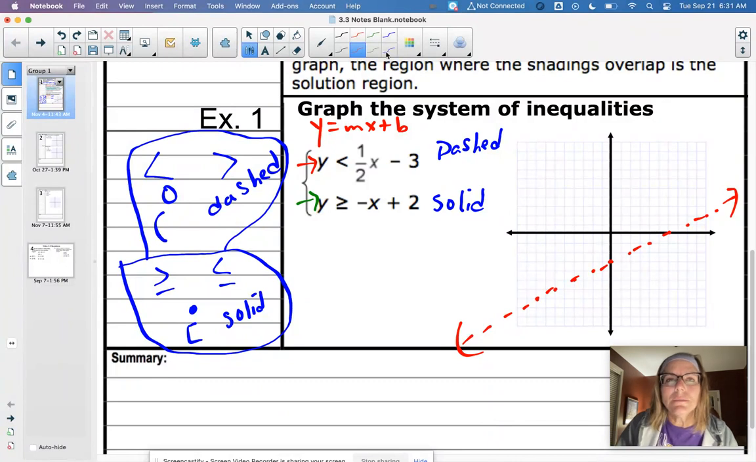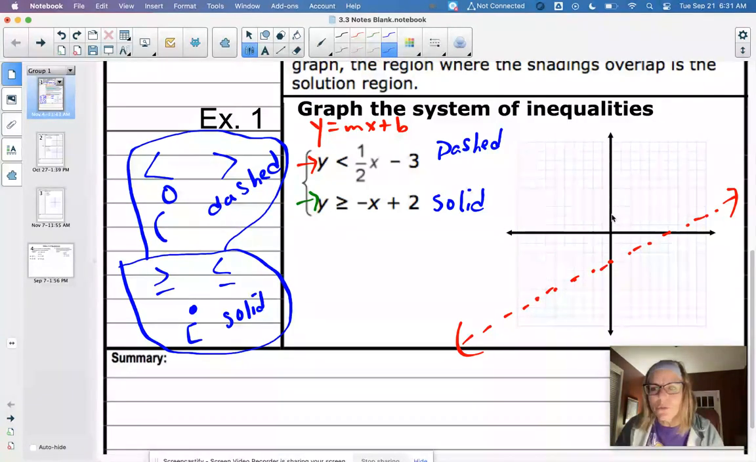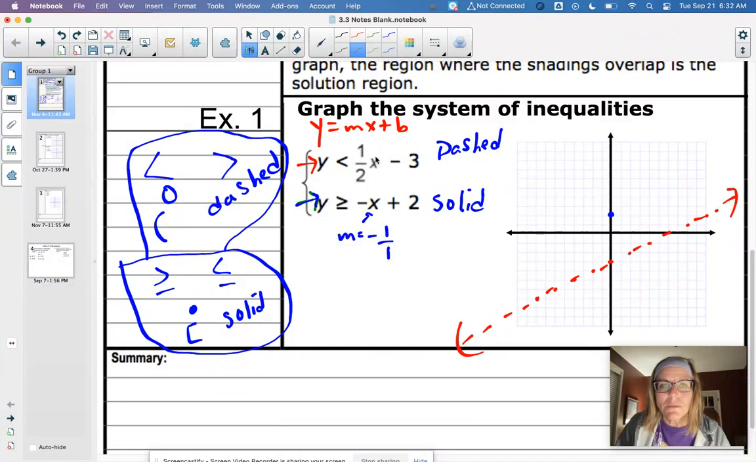Now the solid line: the y-intercept is 2, and the slope is here. You may say, I don't see a number. Well, there's a negative sign and no number, which means it's 1. It looks like I'm graphing it in blue. The slope is -1 over 1, whereas up in this one, the slope was 1/2.